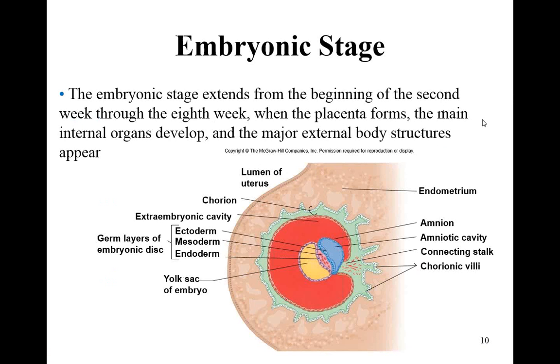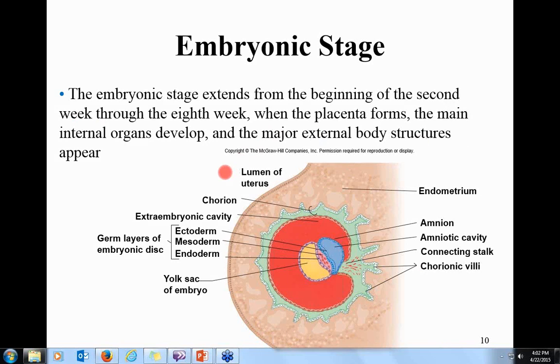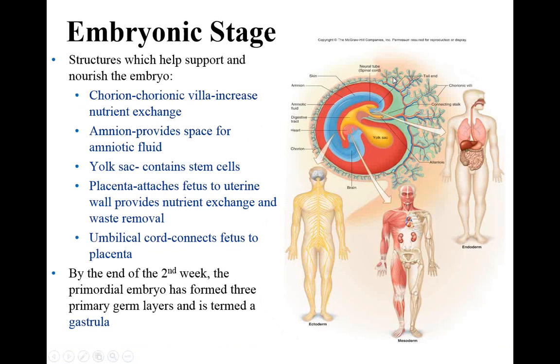All right, the embryonic stage. That's the 2nd week through the 8th week. This is when the placenta forms. Here, okay, we have these 3 germ layers. This is what's going to form the embryo here. And then these structures here are going to form the placenta and umbilical cord. So let's talk about that a little more.